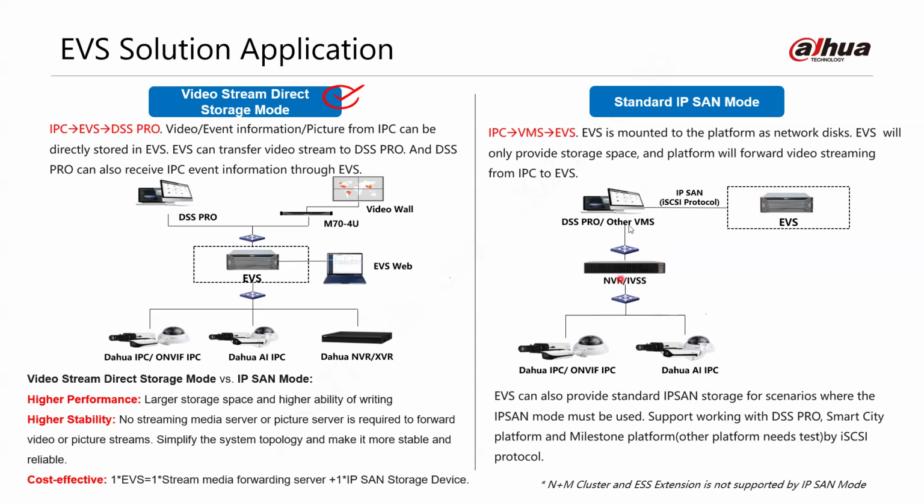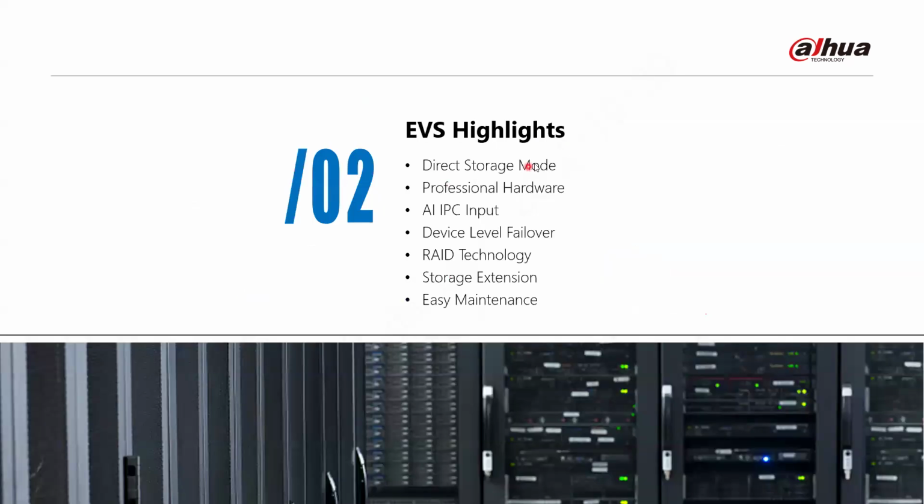Then again, this is going to pull or maybe forward these video streams from this NVR or the IVS to the EVS through the IP-SAN or the iSCSI protocol. So these are the main two solutions from the EVS, but this is the most recommended solution, whereby you have all the cameras added to the EVS. So for the system highlights for the EVS, this is what you're going to take a look at in the next few minutes.